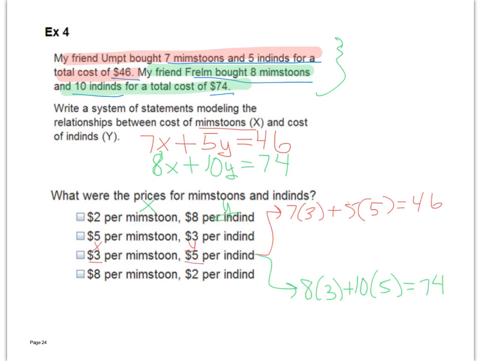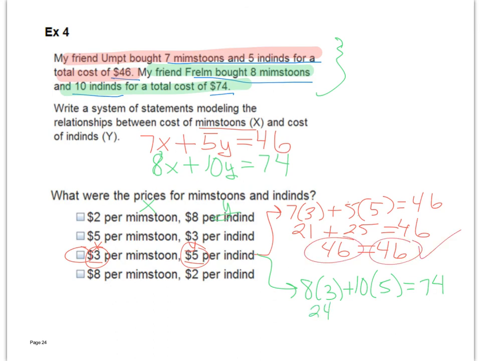Hopefully you had a chance to check this out and try it. I did get this answer right here, because when you put in X is 3 and Y is $5 in the first equation, you get 21 plus 25, and that is in fact 46. So I get on both sides that 46 on the left equals 46 on the right. That worked there. And in the second equation, I got 24 plus 50 equals 74, which in fact it is. You get 74 on both sides.